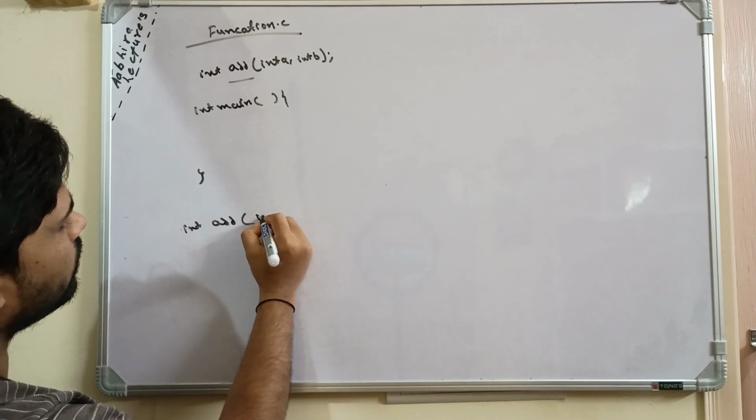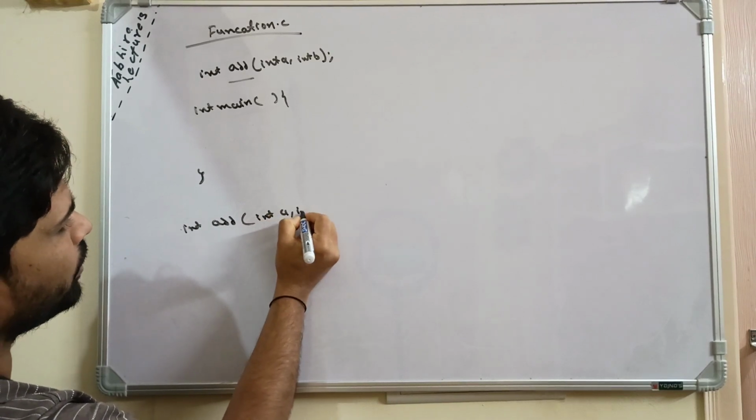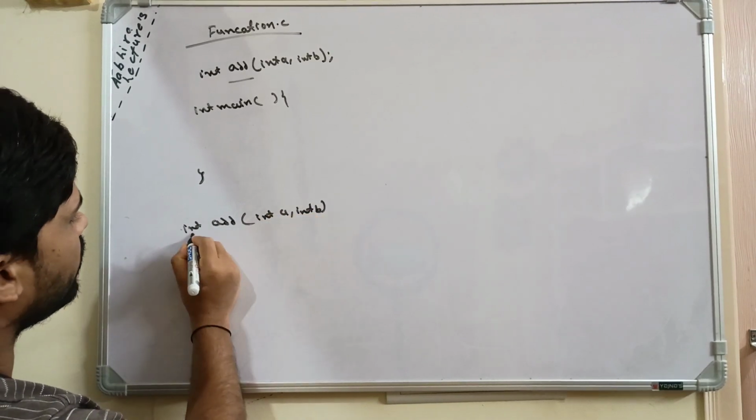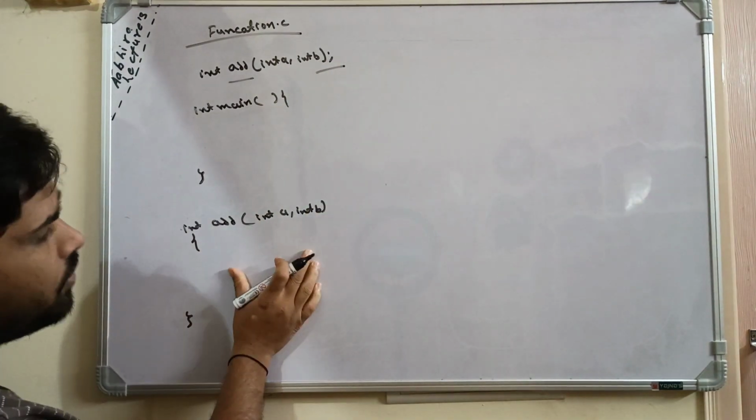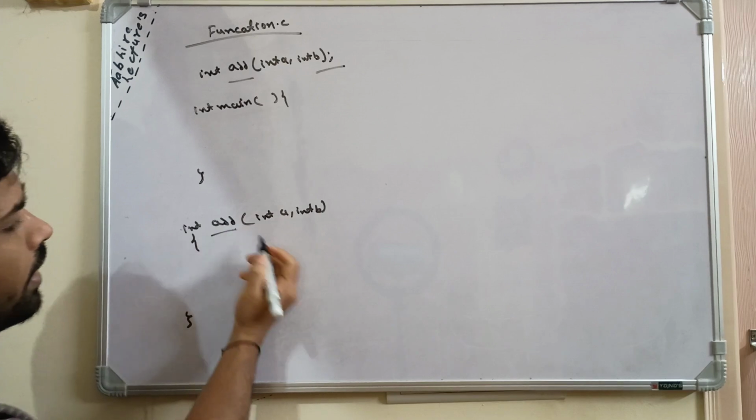This is the function which we have created. This is the declaration of that function. This is the definition of the function. I created the add function.